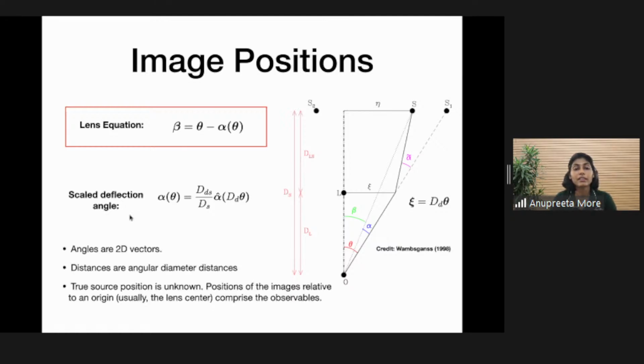Just a reminder that all these angles that we are talking about, these are two-dimensional vectors. These distances are angular diameter distances. And generally speaking, in strong lensing, the true source properties, here in this case, the position, is generally unknown. And so all the quantities that we are measuring are going to be relative quantities. So from the observations, what we can measure are the relative image positions.